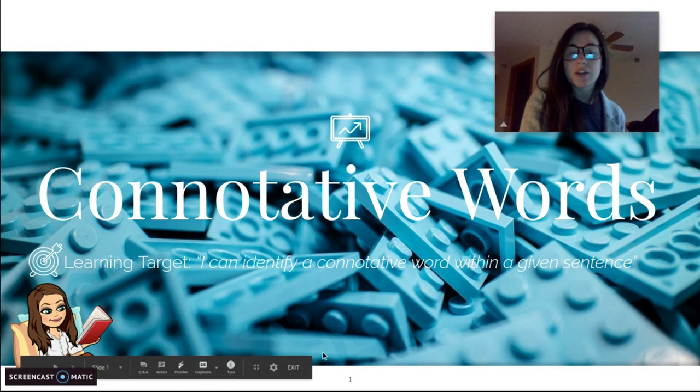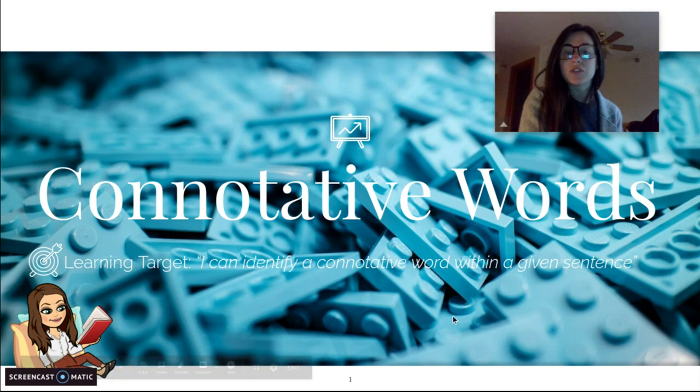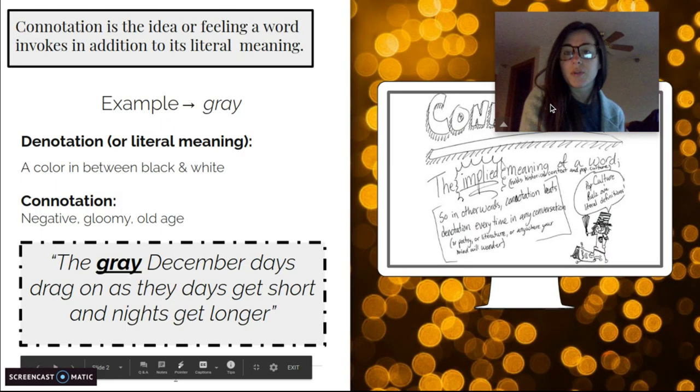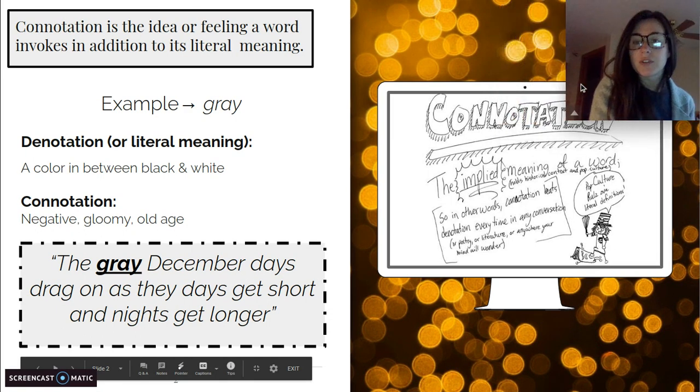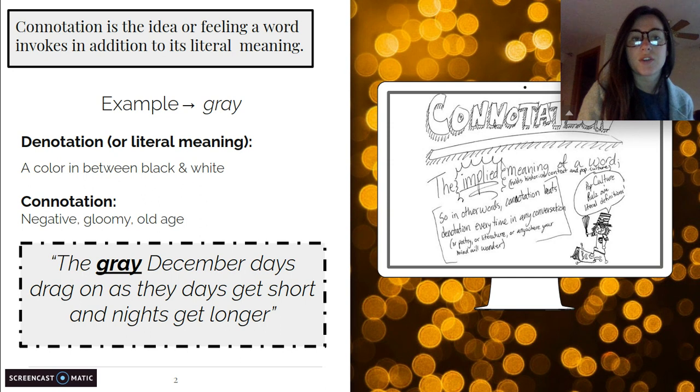So the learning target for today is: I can identify a connotative word within a given sentence. So I'm going to go over a little bit more with you about connotation, and then we'll do a practice example together. So again, connotation is the idea or feeling a word invokes in addition to its literal meaning. When you think literal meaning, that is the definition you would look up in the dictionary.